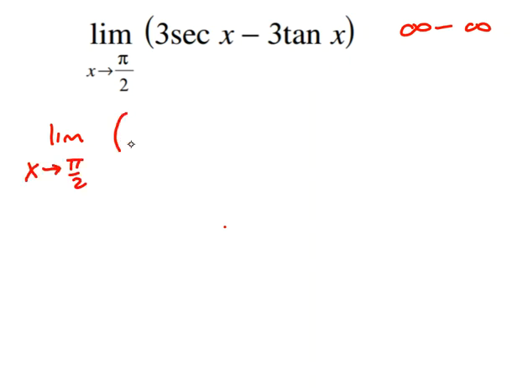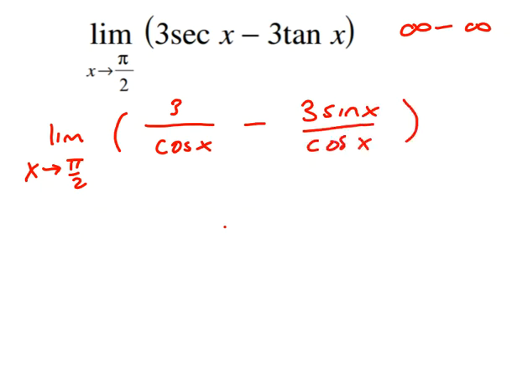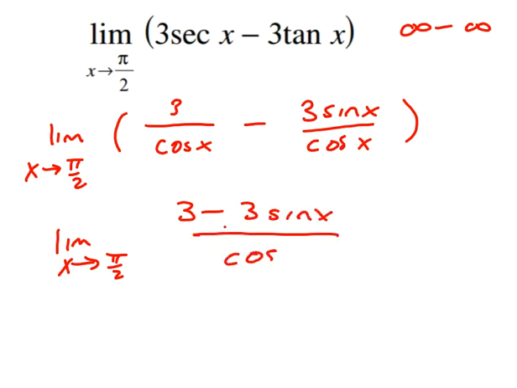So what we want to do instead is get it into a form we like. We know secant's the reciprocal of cosine, and tangent is sine over cosine. This is where all those trig identities you did last year come into play. So the limit as x approaches pi over 2 of 3 minus 3 sine of x over cosine x. When I write it like that, I now have a fraction, so that's a good sign, and pun not intended, because I have sines and cosines.